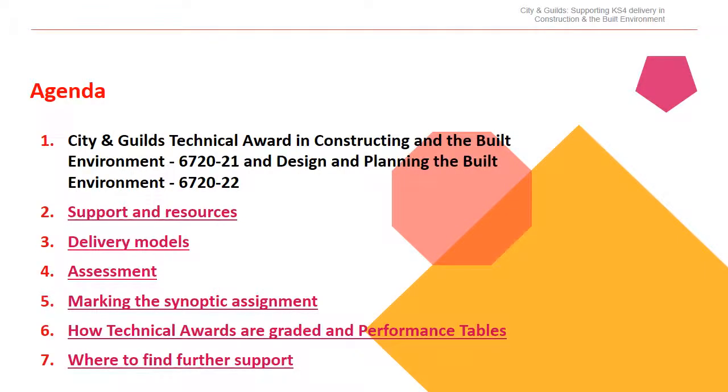We want to talk you through our City and Guilds Technical Award in Construction and the Built Environment. We have two offers, the 6720-21 and the 6720-22. We want to talk you through the support and resources that are available for these qualifications, delivery models, the assessment strategy used, how to mark the synoptic assignment, how technical awards are graded and the performance tables that apply, and where to find further support.